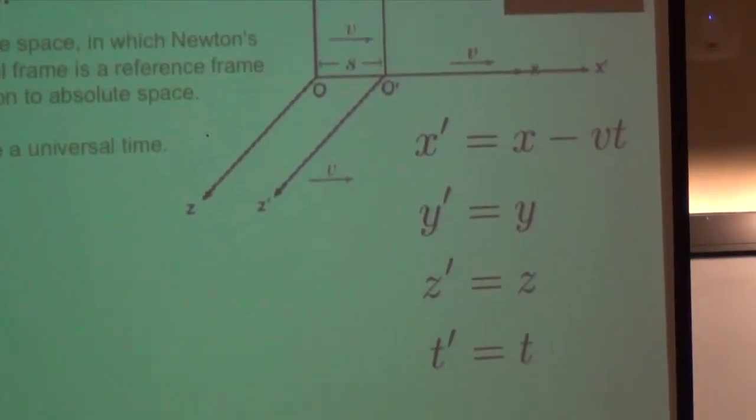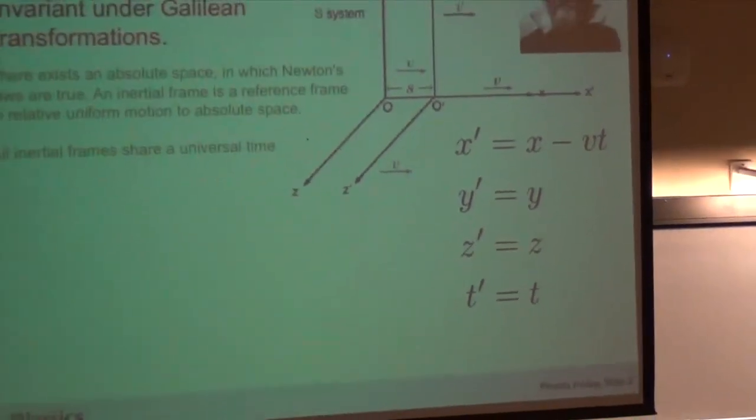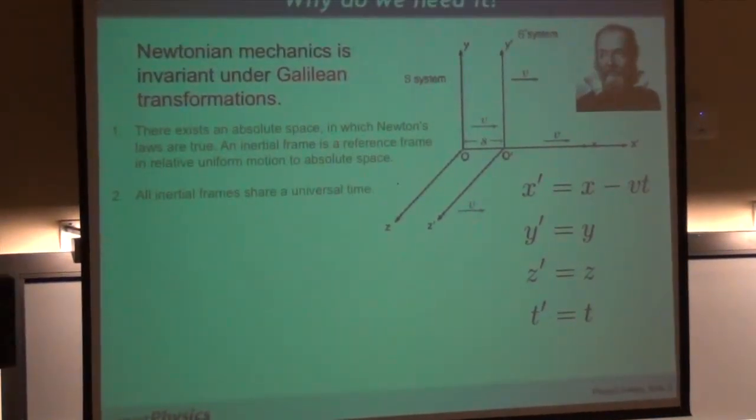So I throw up a ball with respect to me moving my train car, it's going to follow the same trajectory locally. And so these are really the postulates of Newtonian mechanics under Galilean relativity, or Galilean transformation. Basically, there's some absolute space. Newton's laws are true, and an inertial reference frame is a reference frame in relative uniform motion to an absolute space. So we're not accelerating, basically.